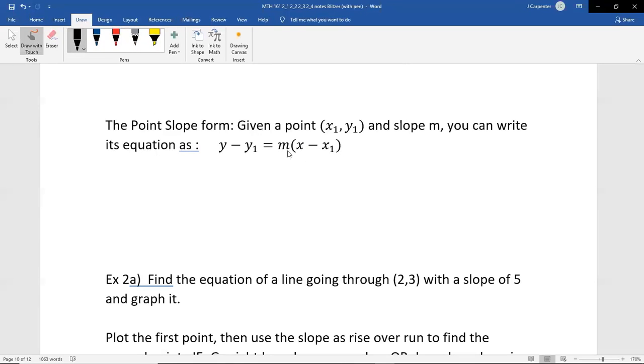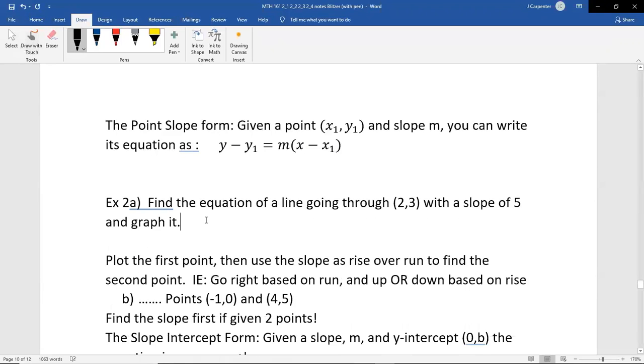y minus y1 equals m times x minus x1. This is called just plug and chug. It's the same type of thing as going m equals y2 minus y1 over x2 minus x1. You're just plugging numbers into the right places. But you got to be careful when you're plugging these numbers in. You got to make sure they go in the correct place.